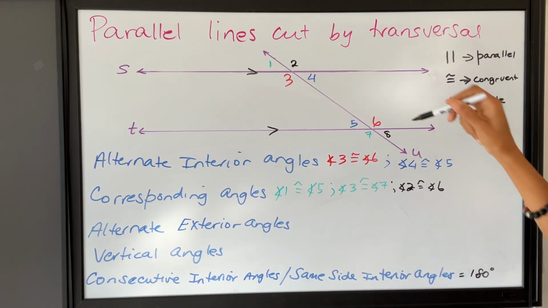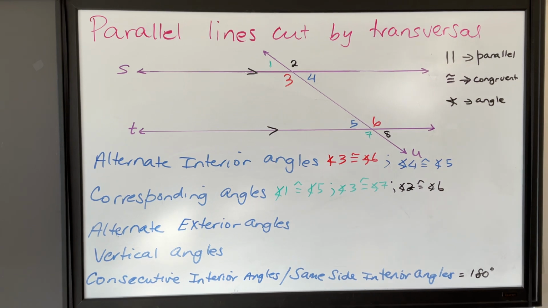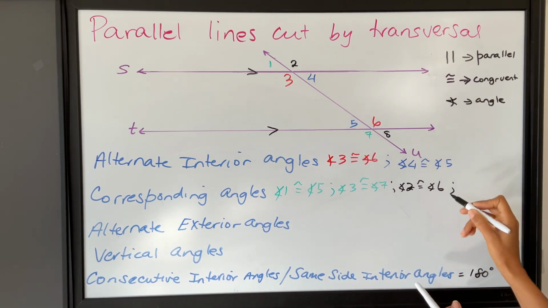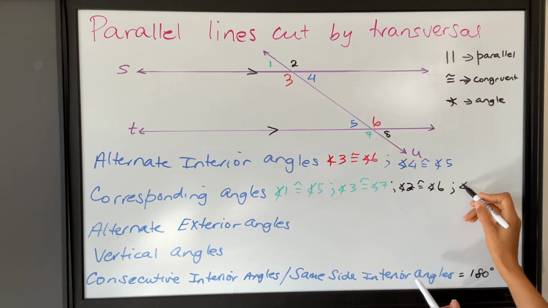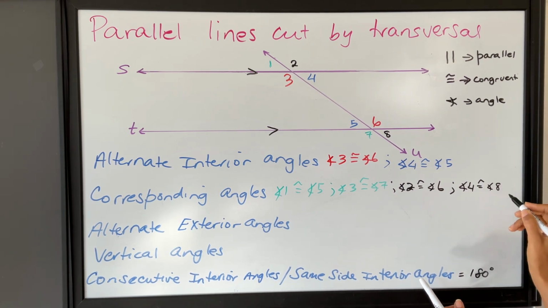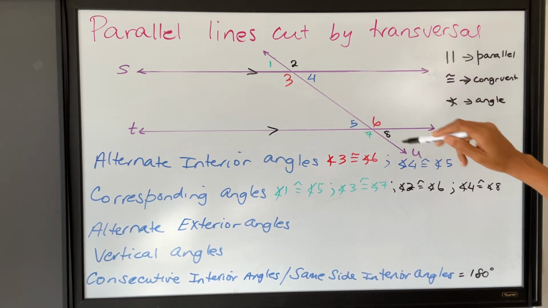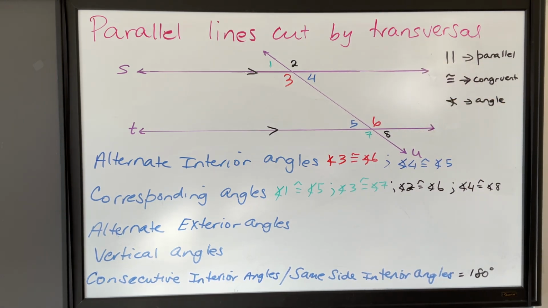So one is on the outside and one is on the inside of the parallel lines, on the same side of the transversal. And the last pair is angle 4 is congruent to angle 8. Okay, 4 is on the inside of the parallel lines, 8 is on the outside of the parallel lines, and on the same side of the transversal line, which is U. So those are the 4 pairs of corresponding angles.